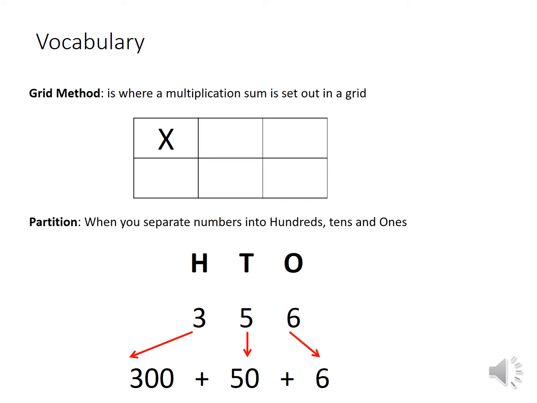Key vocabulary you might need for this week's unit is the grid method. This is where a multiplication sum is set out in a grid. You'll also hear me use the word partition, and this is when you separate numbers into their hundreds, tens and ones.